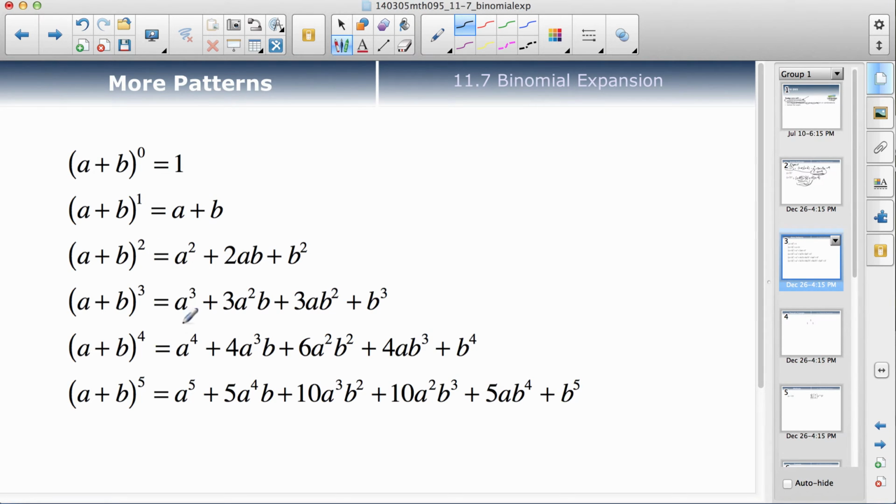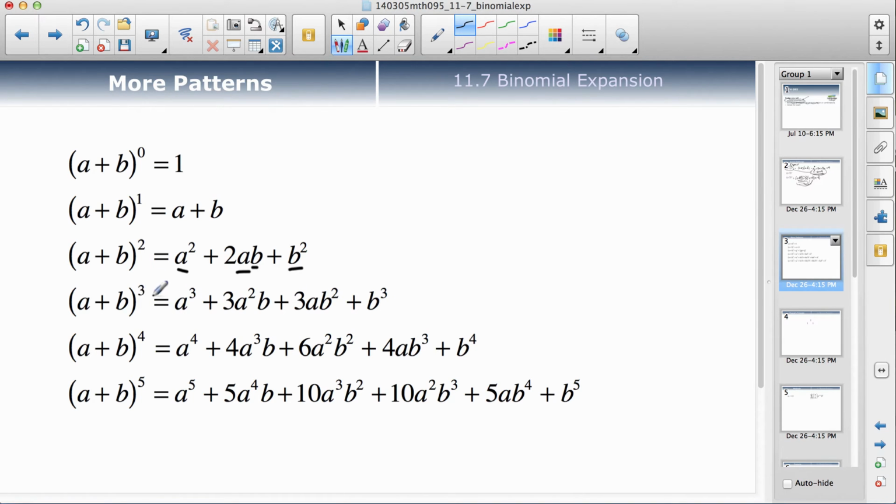Take a look maybe at the letters. So I've got an a squared, then an a, and then no a's. And then I have a b squared, a b, and then no b's. See if that pattern follows here. A cubed, a squared, a, no a's. B cubed, b squared, b, no b's. You've seen the patterns with the letters.